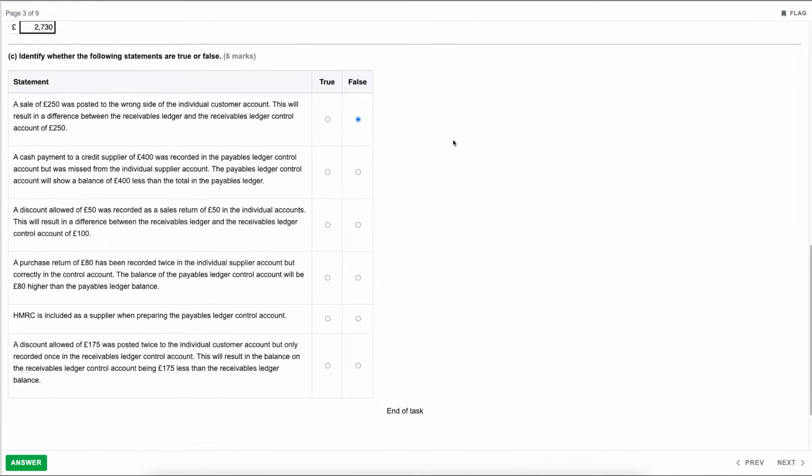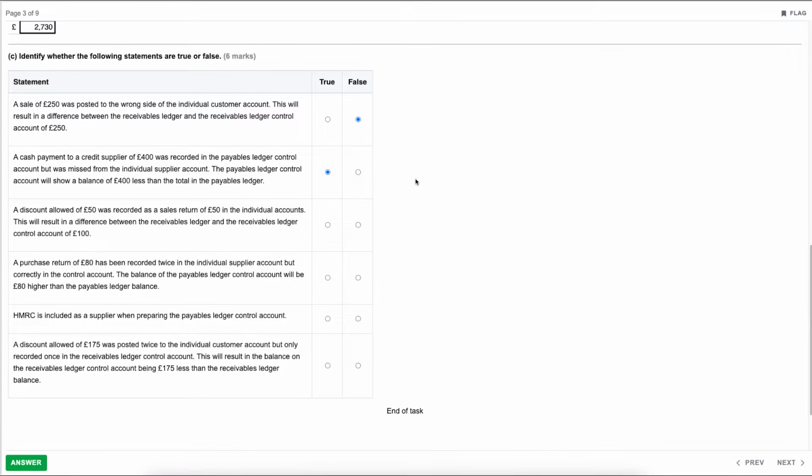The second one, a cash payment to a credit supplier of £400 was recorded in the payables ledger control account, but was missed from the individual supplier account. The payables ledger control account will show a balance of £400 less than the total in the payables ledger. So this one would be true.